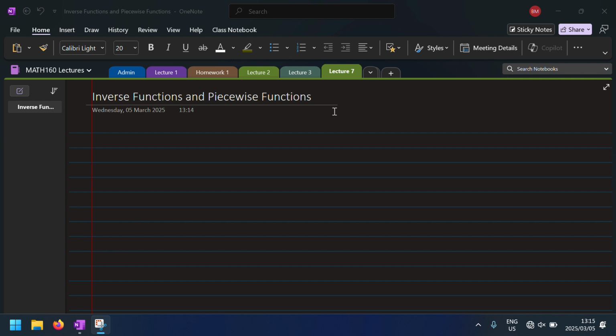So please prepare yourselves for next week on limits and continuity. It's the next bit of the chapter on functions in the Stewart textbook.